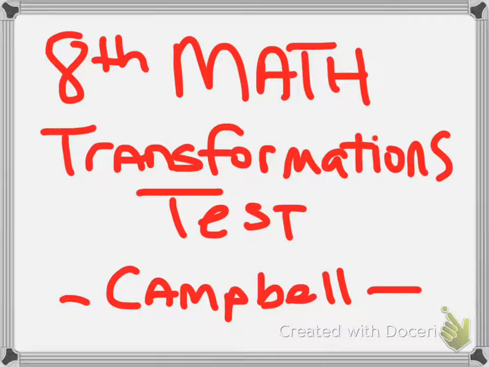Number 1, triangle ABC was translated 2 units to the right and 3 units down. Which rule describes the translation that was applied to triangle ABC to create triangle A'B'C'? I don't know how you say that. F, G, H, or J. Look at those and pick the correct one.